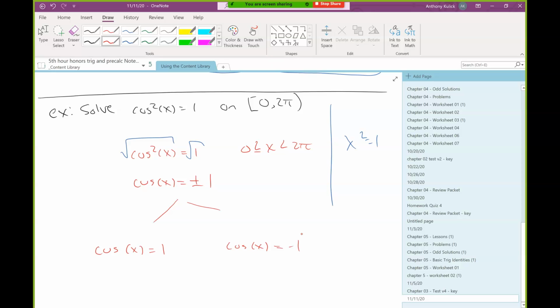Now, how are we going to get rid of the cosine part? Use the inverse cosine.